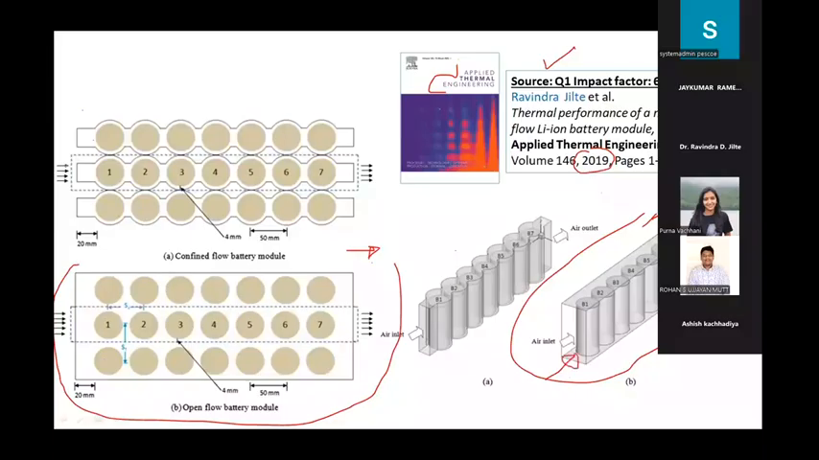We modified this. We tried to make it a confined kind of arrangement where the air will be able to circulate in and around the cells. If you can guide the air to flow across in and around the cells, it will have higher capacity and higher efficiency to pick up the heat. That was our main aim, or main objective, while we modified this kind of arrangement.